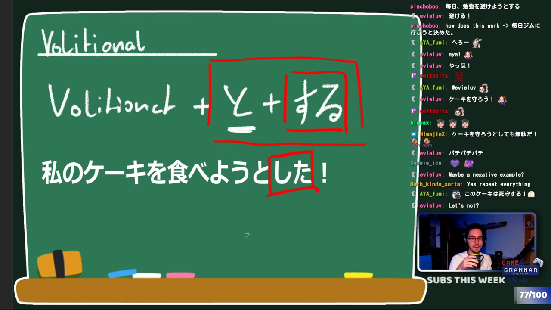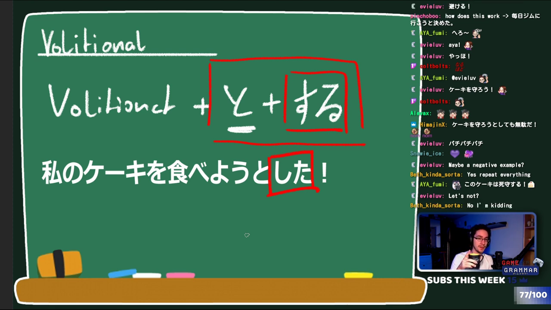Maybe a negative example. So the negative is interesting because volitional forms tend to theoretically have no negative. You could say mai is like the negative, tabemai, but it's kind of fancy and not used anymore. Let's not. So you can say let's not do this in English, but in Japanese, you'd have to either use the opposite action or phrase it completely differently. You cannot use the volitional for a negative.